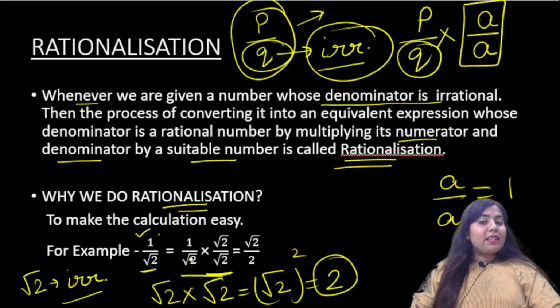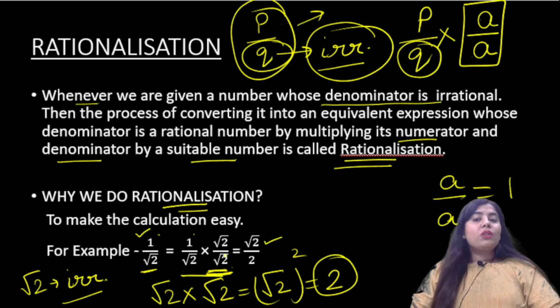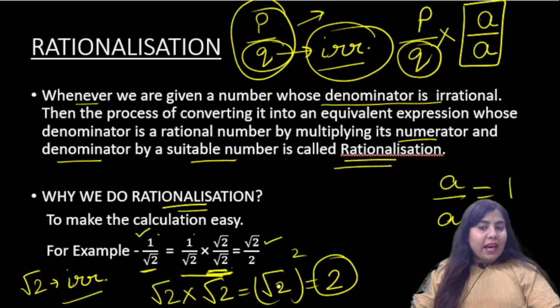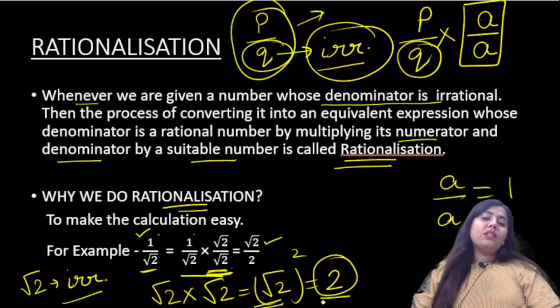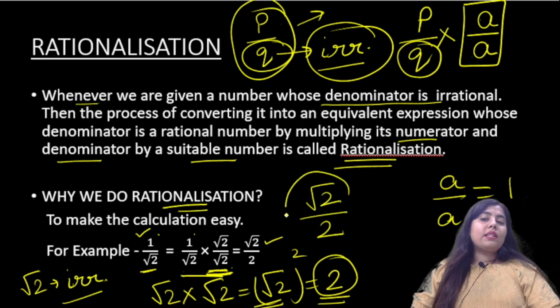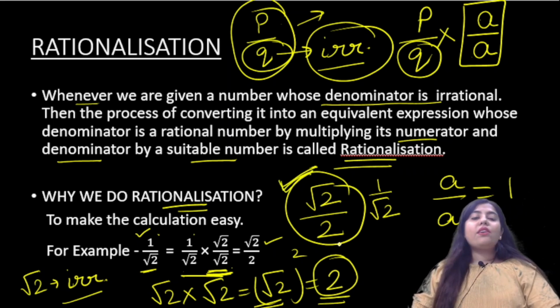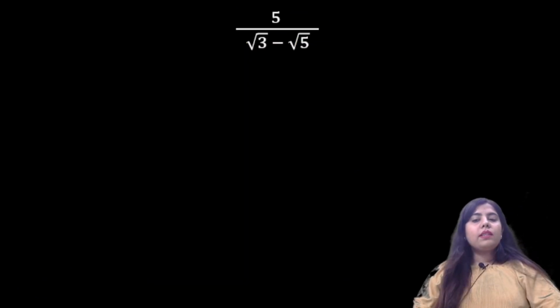So what we did is 1 by root 2 multiplied by root 2 by root 2. Now in the numerator, it is 1 multiplied by root 2, which is equal to root 2, and in the denominator we get root 2 multiplied by root 2. So root 2 multiplied by root 2 is root 2 square, and root 2 square is 2 only. So we got the answer root 2 by 2. This is the equivalent expression of 1 by root 2, but in this the denominator is not an irrational number. Clear?